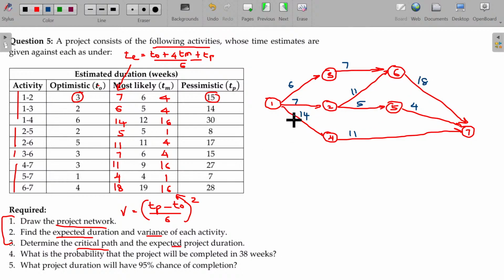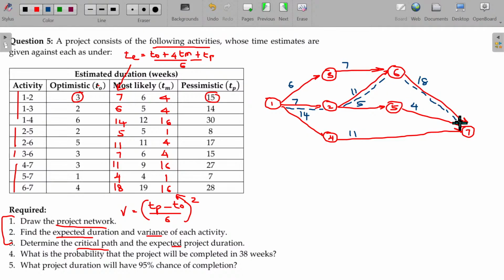And the critical path should be here 11, 7 plus 11 plus 18. I think this may be the critical path. 18 plus 11, 29 plus 7, 36. I hope this may be the critical path. These are the activities having the highest duration. So this will be the critical path. Yes or no?